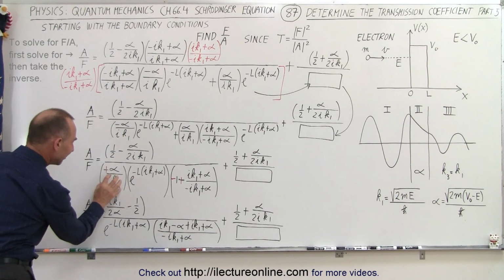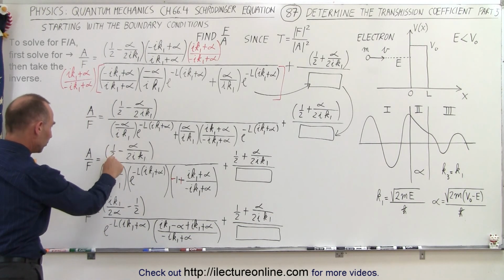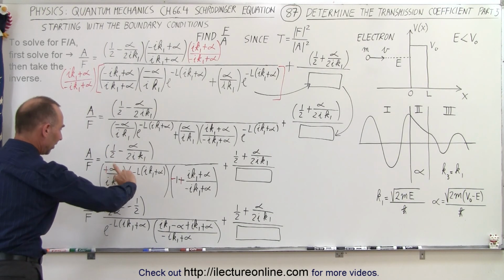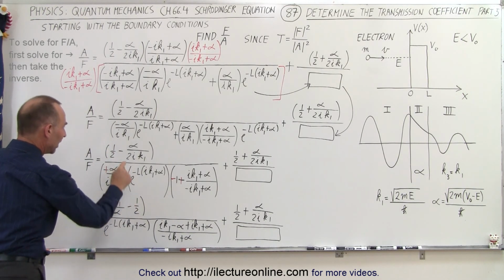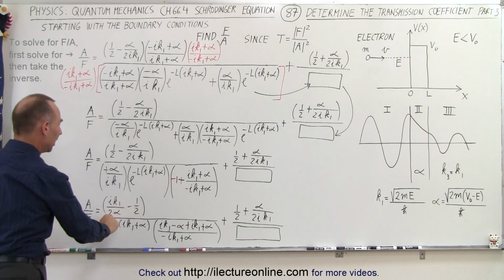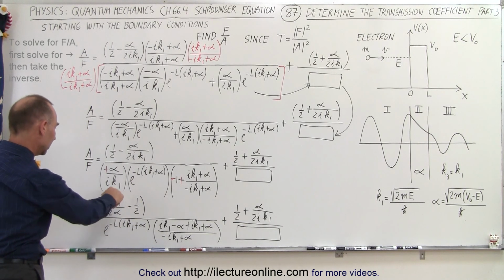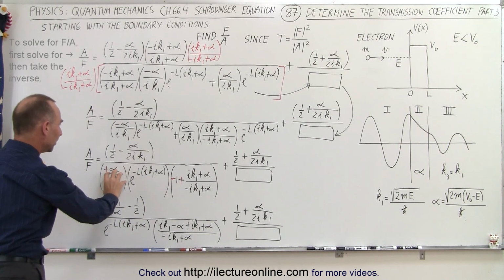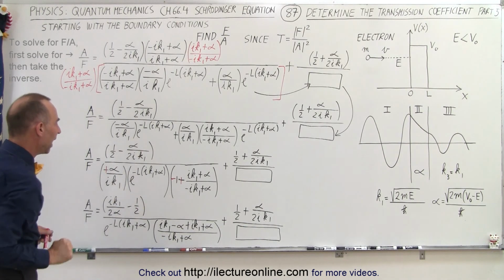Now I'm dividing this into the numerator, so the first term becomes 1/2 divided by this. That's the same as multiplying by its inverse. And here I'm dividing this by this, and you can see that clearly that becomes a minus 1/2.